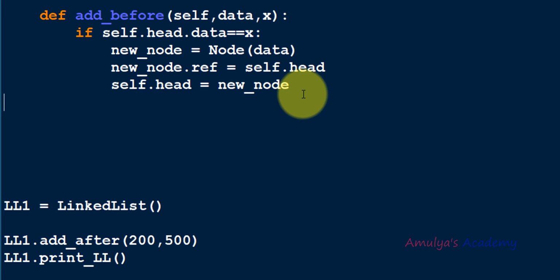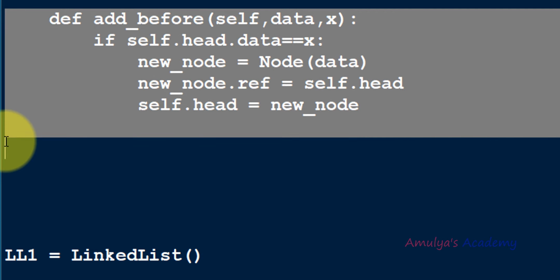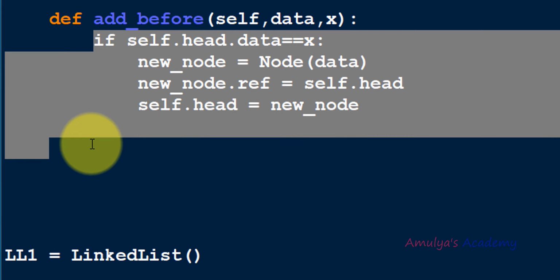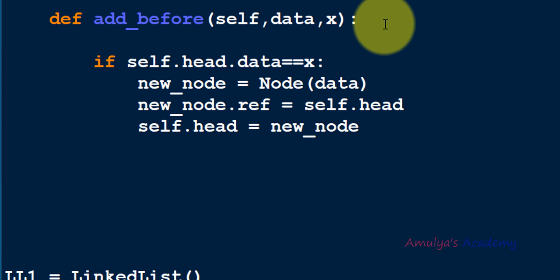But the problem here is, if the linked list is empty, then self.head is none, right? Now if I execute this code when the linked list is empty, that means self.head is none, so it will become none.data. None.data is not proper syntax, right? So we'll get an error. Because of that, before this you need to check whether the linked list is empty or not.